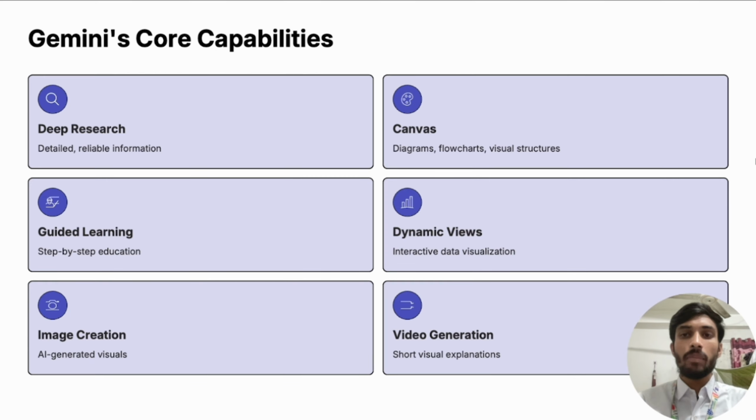Gemini offers multiple built-in features. Each is designed for a specific type of task. These include deep research for detailed, reliable information, Canvas for diagrams, flowcharts, and visual structures, guided learning for step-by-step education, dynamic views for interactive charts and data visuals, advanced image creation for AI-generated images, and video generation for visual explanation. We'll now explore each feature individually, including how it works internally.